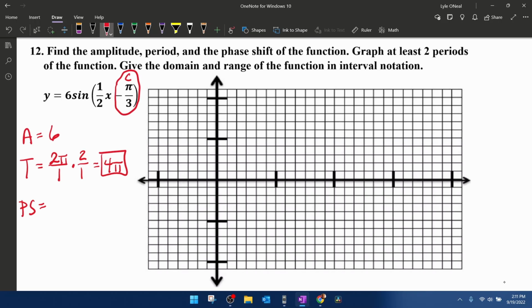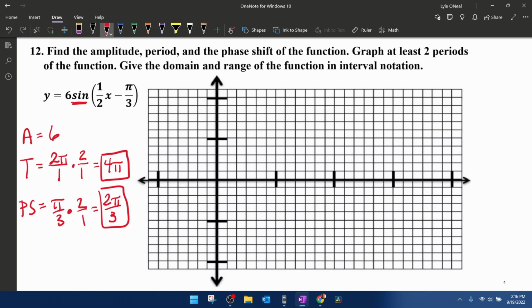C is already negative, so that's going to make it +c over, I'm going to do the KCF on the fly here. So c divided by b would be multiplied by the reciprocal, giving us 2 pi over 3 for our phase shift. Once you know the amplitude, period, and the phase shift, you can sketch the graph.